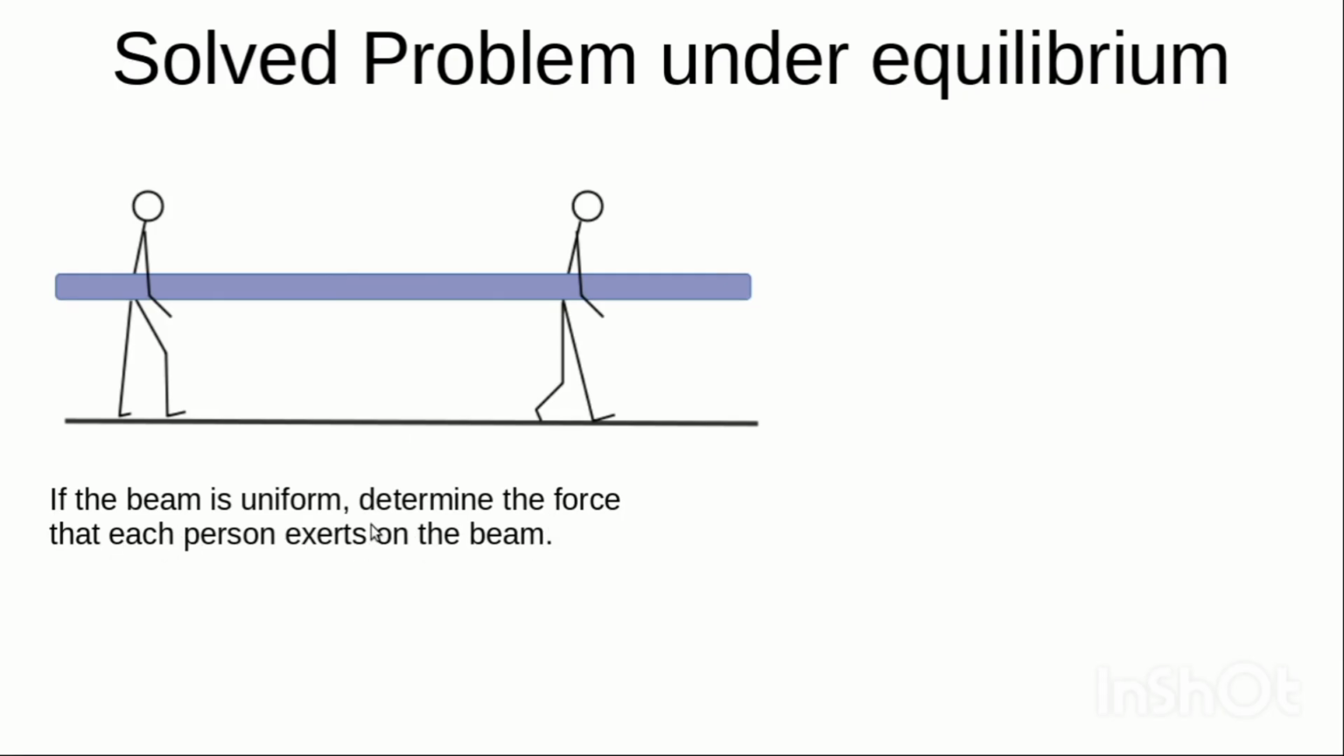So to solve this problem, let's quickly check out some of the hidden parameters. First of all is the length of the beam. The length is given as 7.6 meters. Then we also have the distance from this edge to the first person, which is given as 1 meter. Then the distance from the second person to this edge is given as 2 meters.